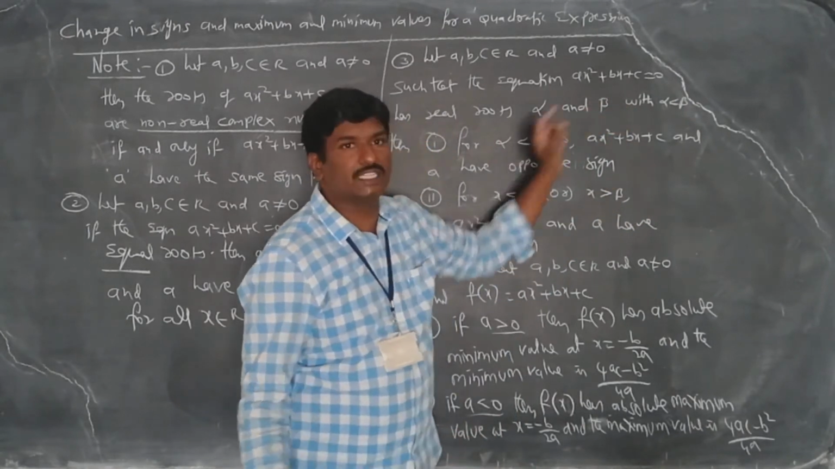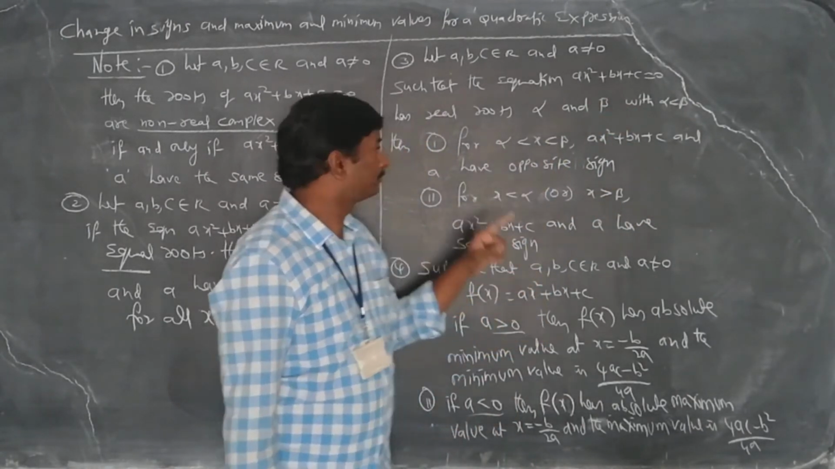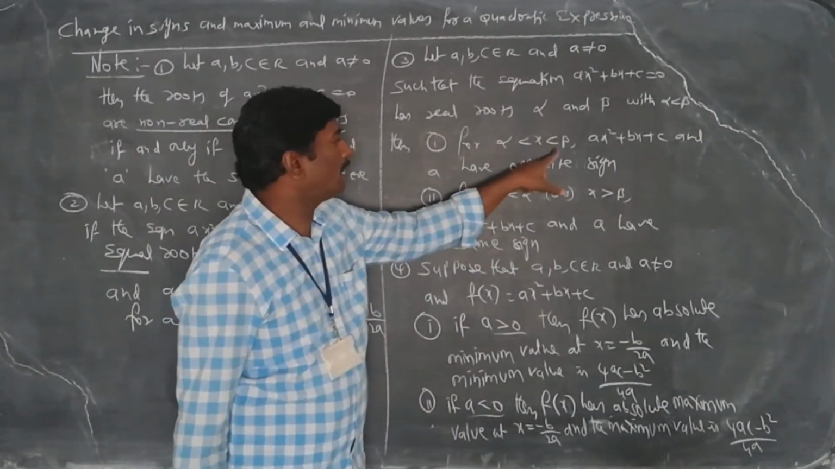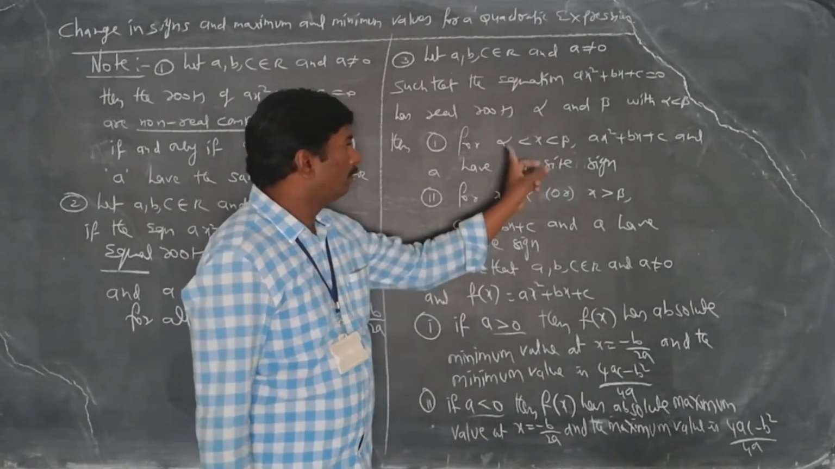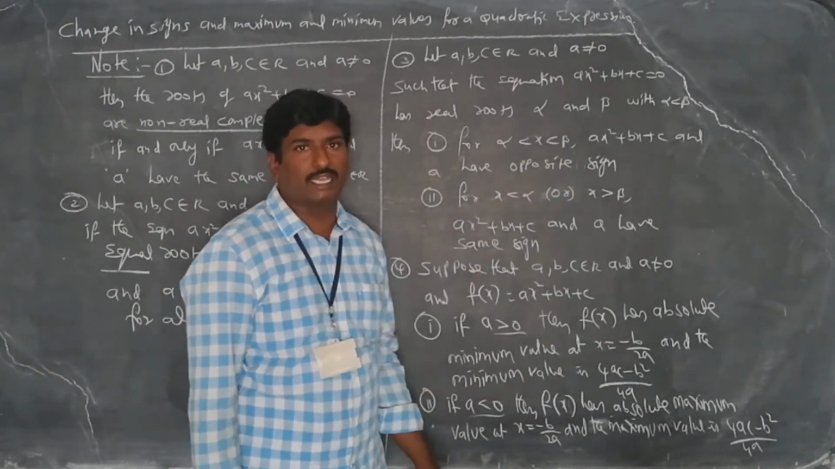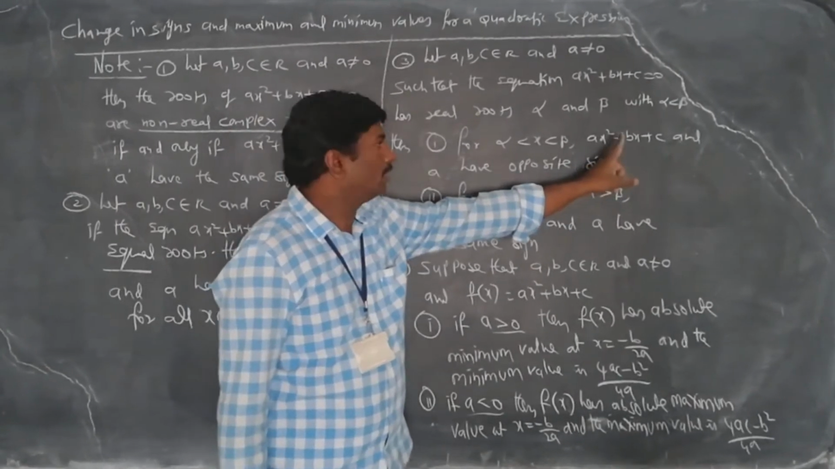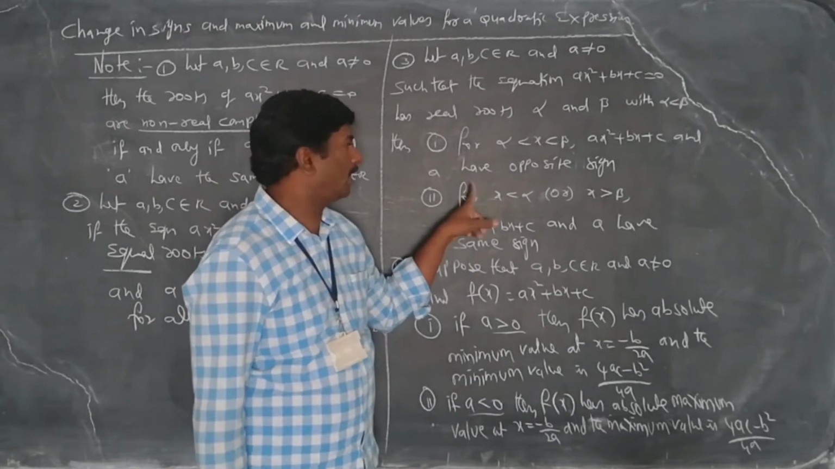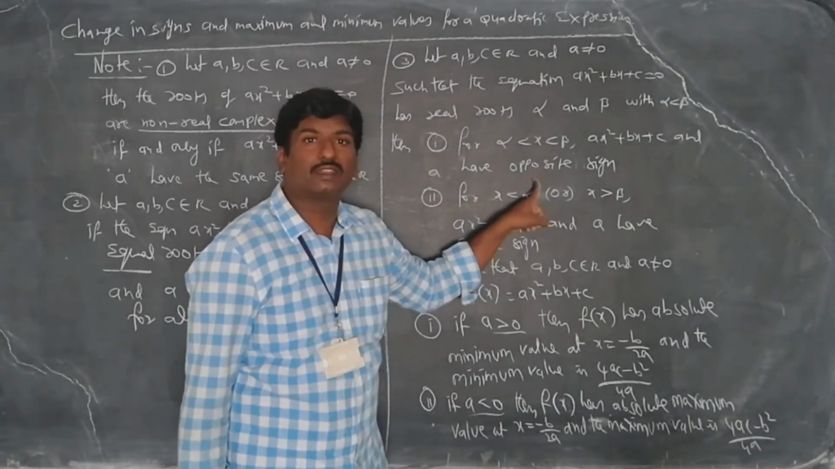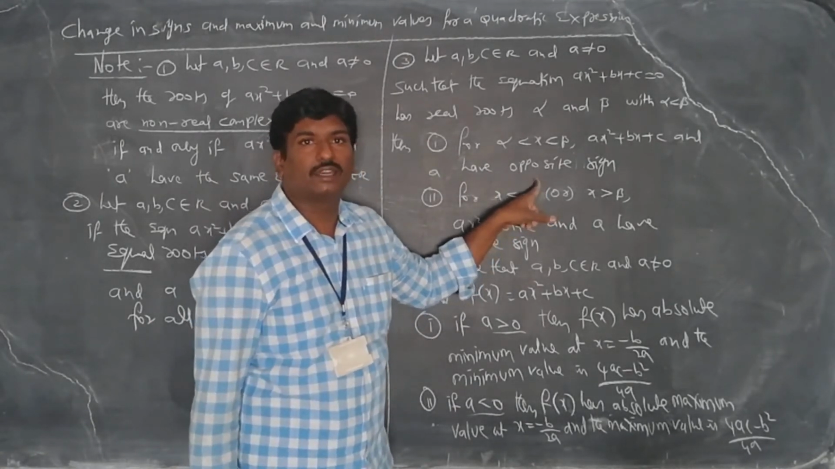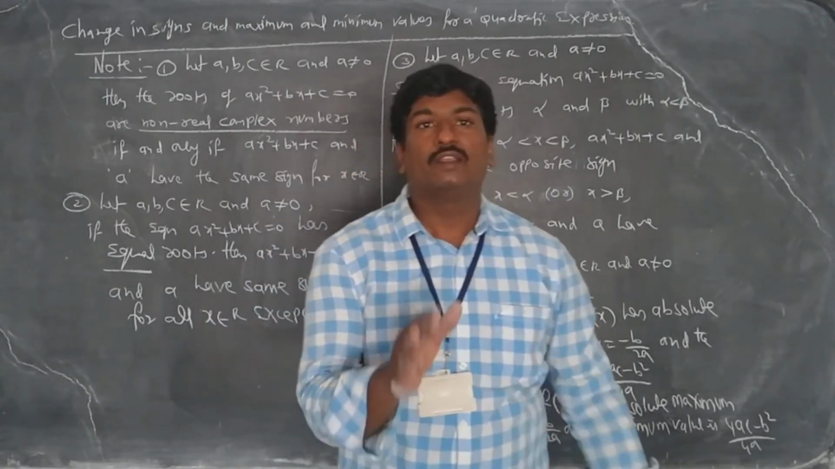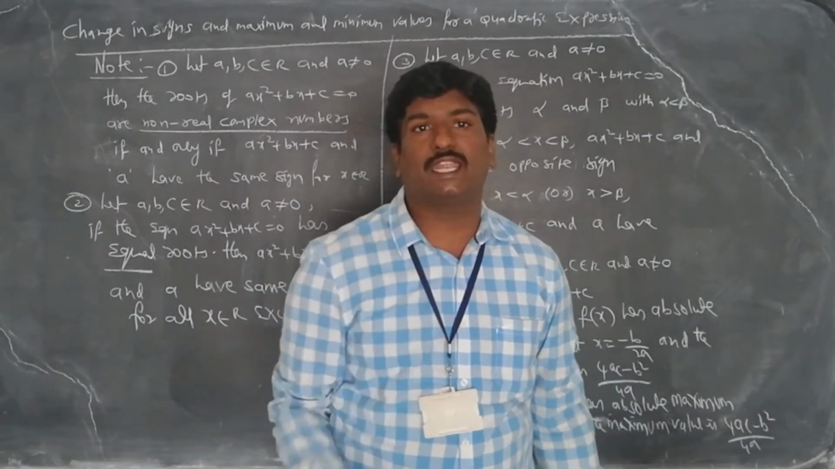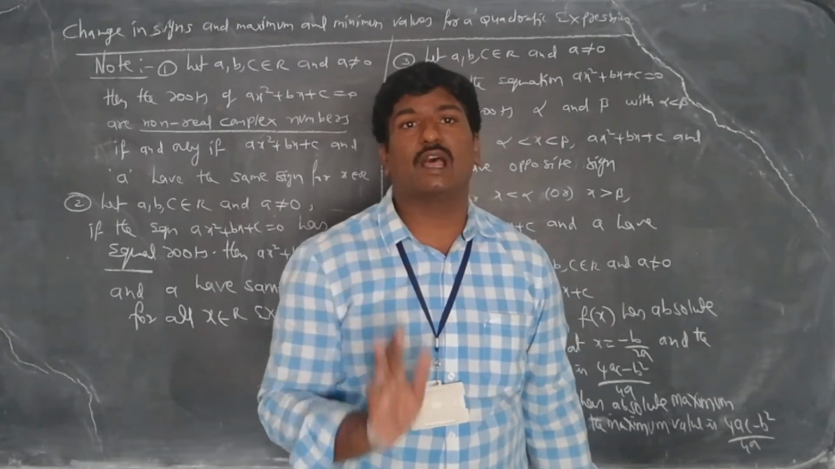So in this condition, what do you have to check? For alpha less than x less than beta, what can we say? Ax square plus bx plus c and the coefficient of x square, a, have opposite sign. Opposite sign. So in the question they will ask, when does the expression have opposite sign.